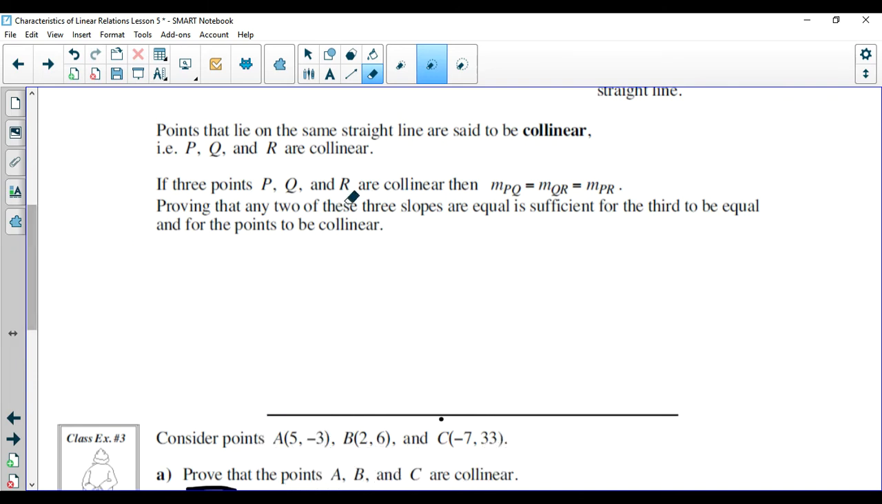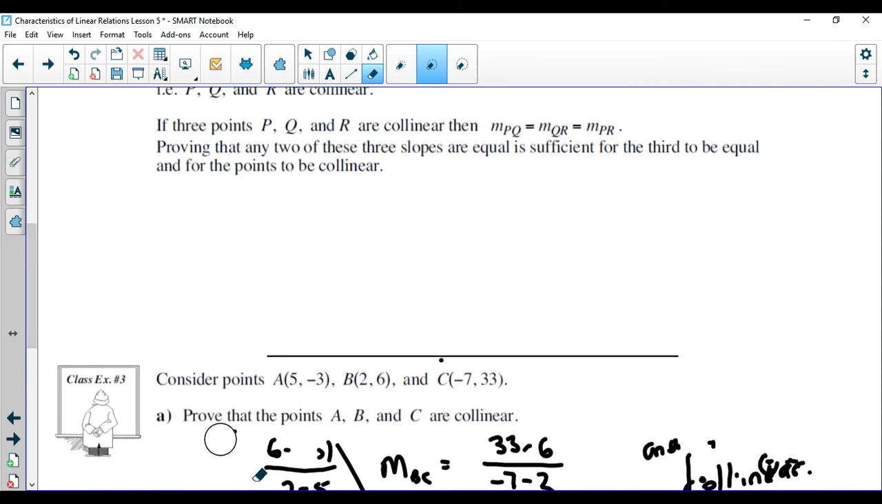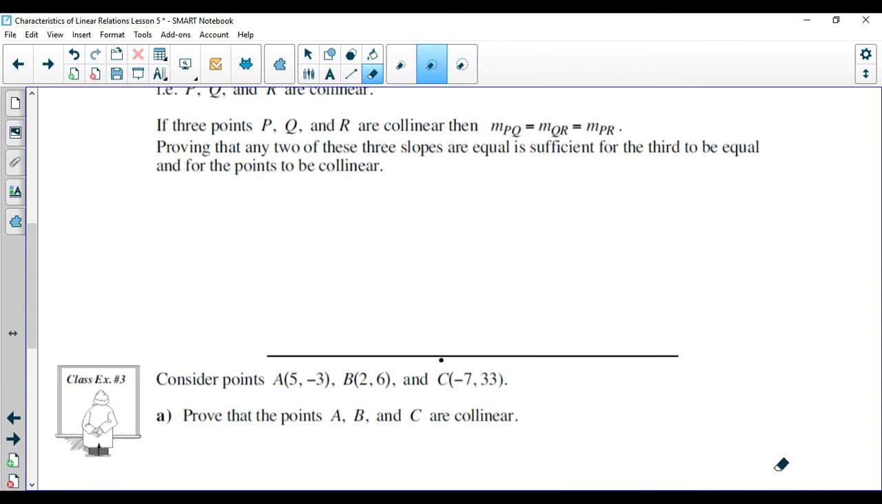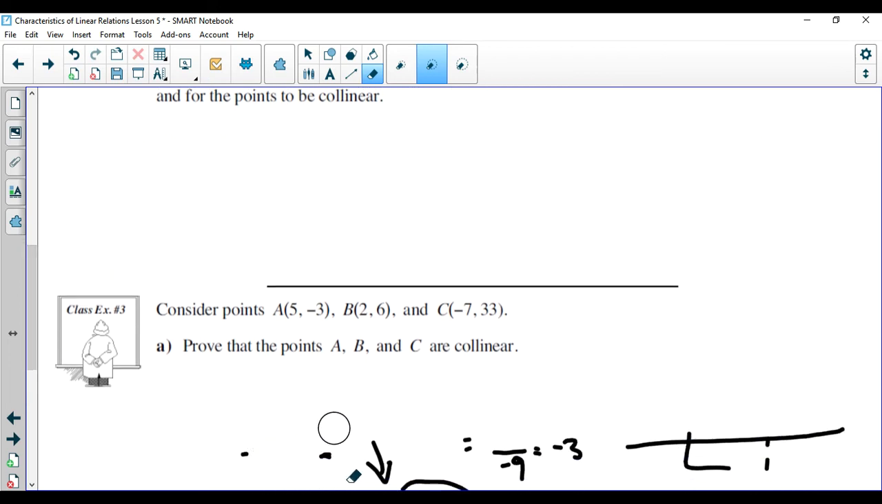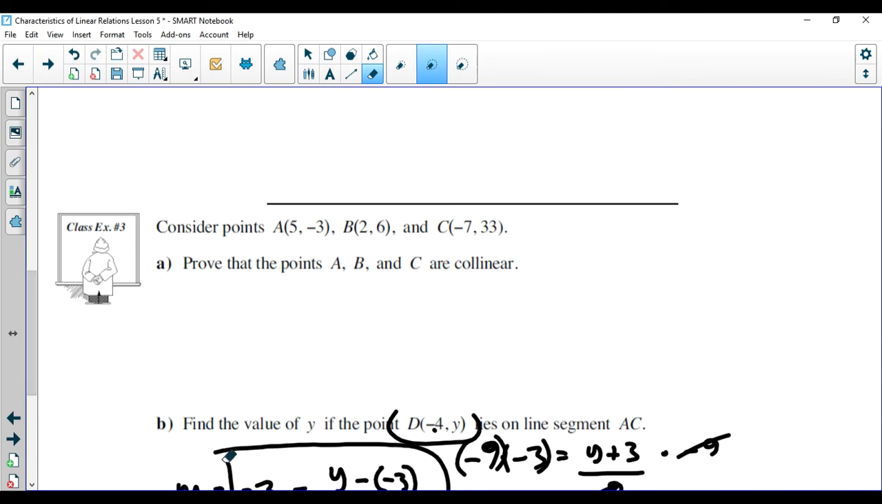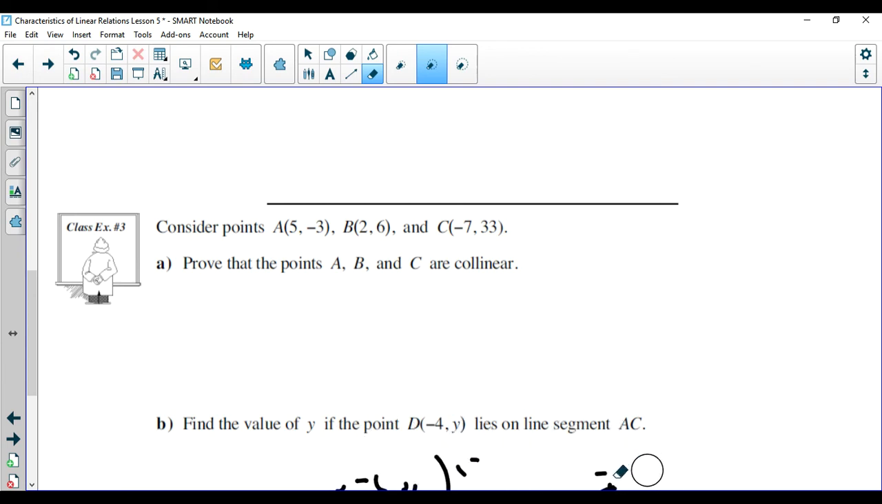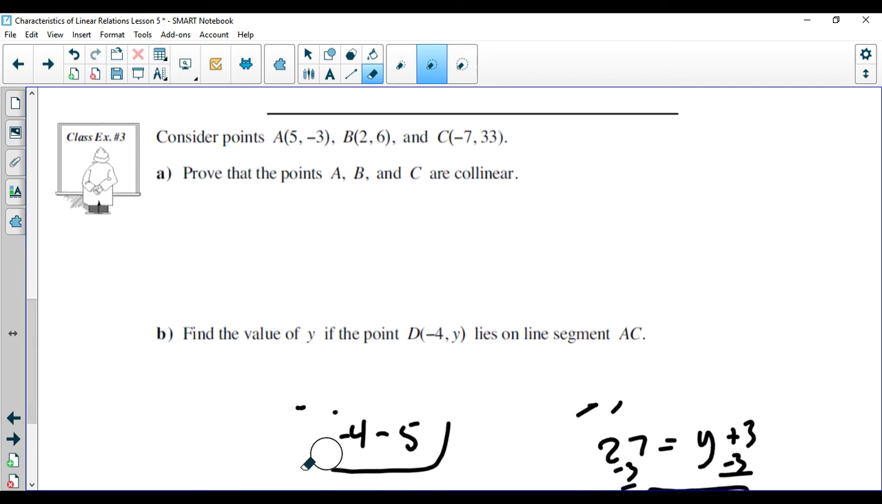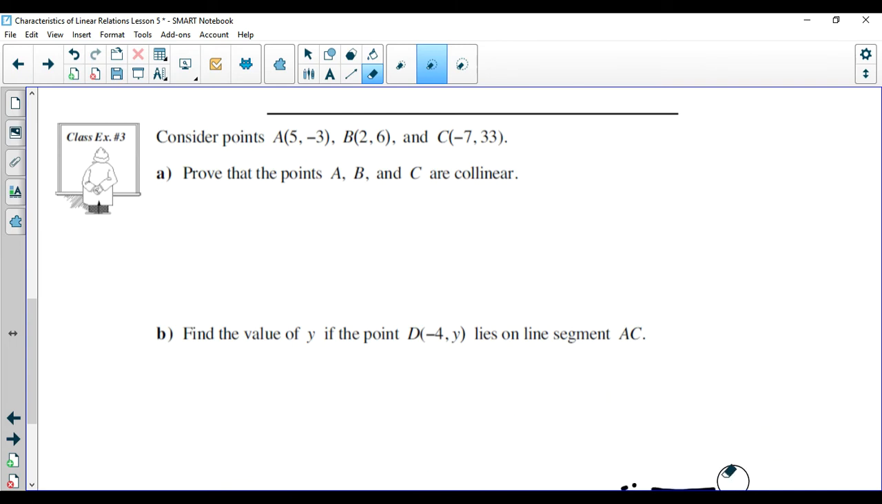Okay, so it says consider points A, which is 5, -3. B is 2, 6. And then you have C, which is -7, 33. Okay, so again, sorry, I just got to erase this. It says prove that points A, B, and C are all collinear.